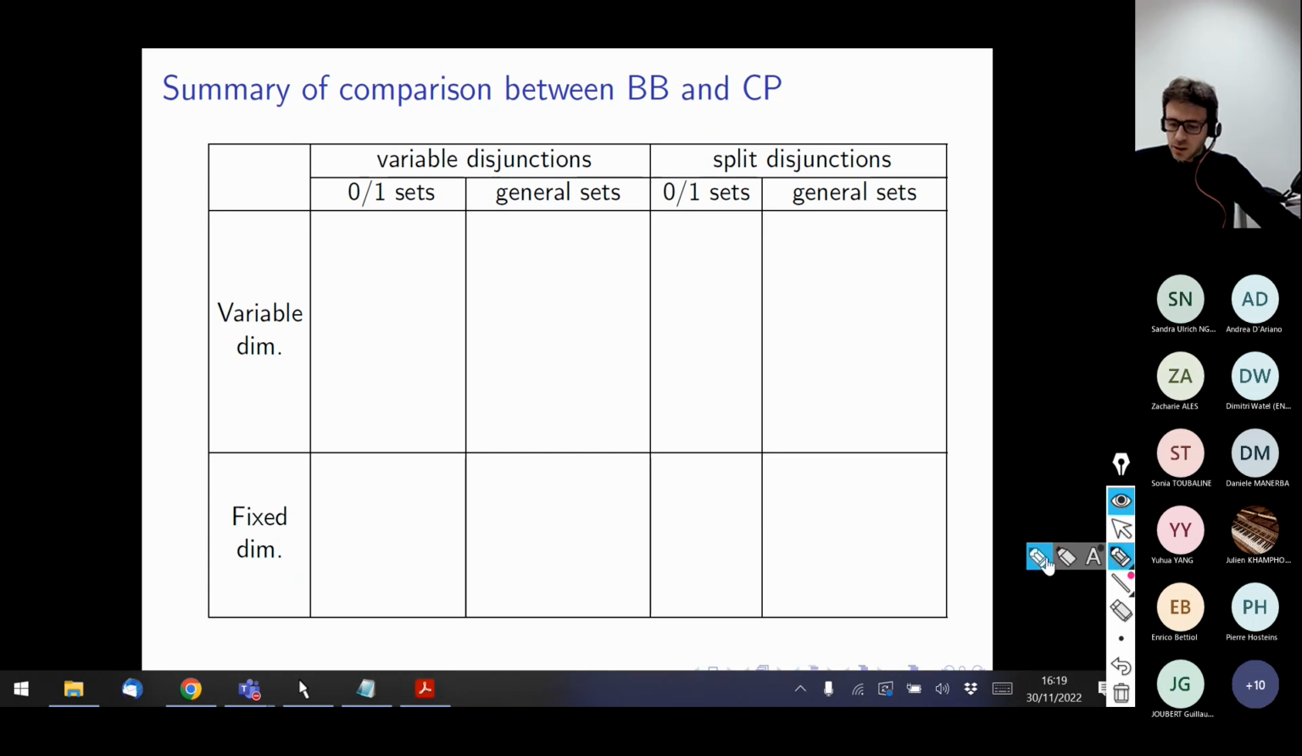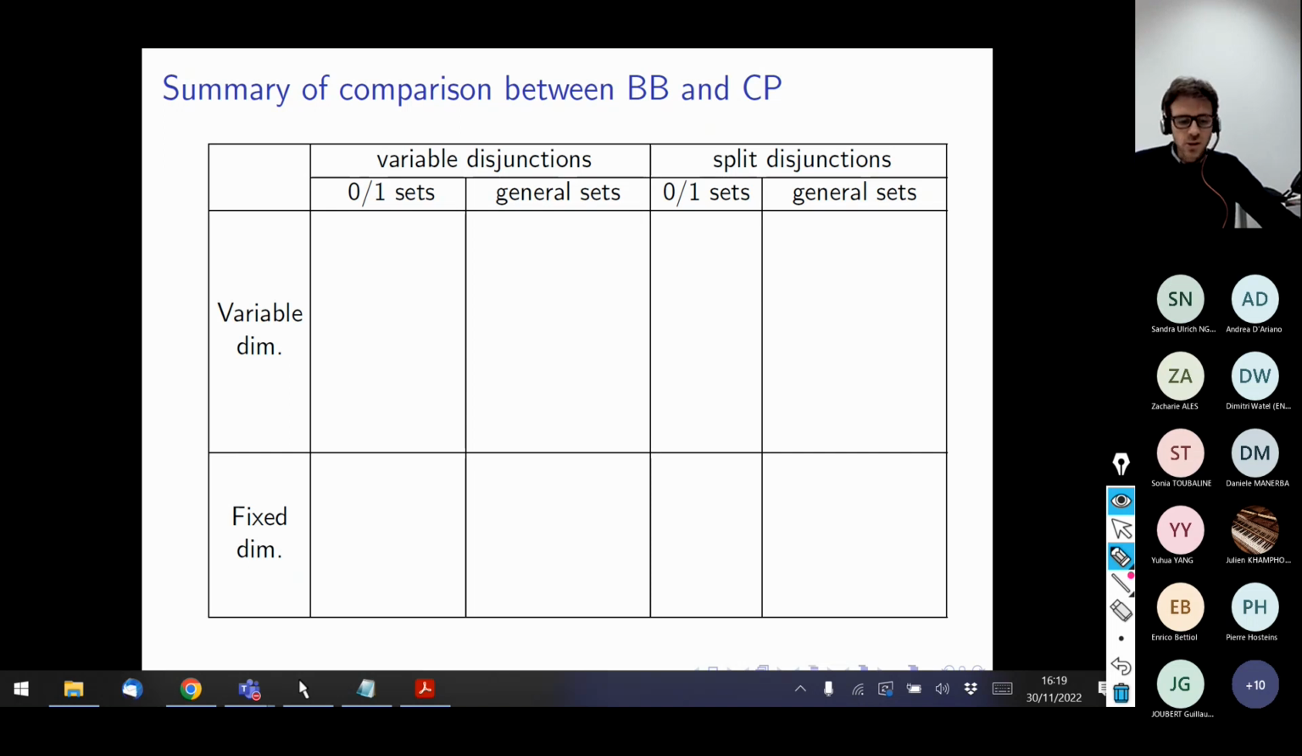So now please don't get confused. Here, variable just means not fixed. It's an adjective, while here variable has another meaning, means disjunction based on a single variable xi. So maybe the wording is not really the best one, but variable dimension means that the dimension is not fixed, it's part of the input. Fixed dimension means the dimension is a constant.